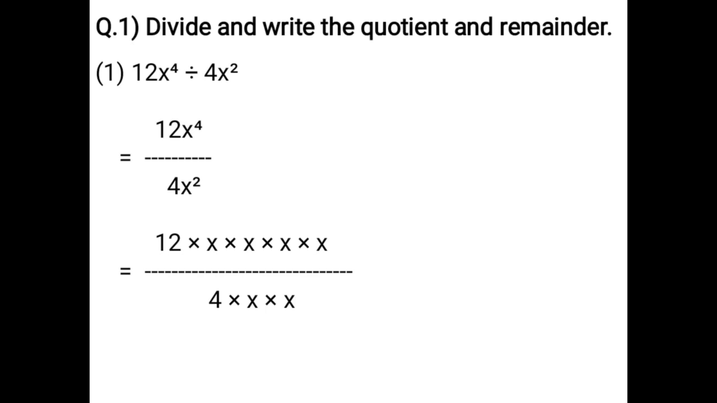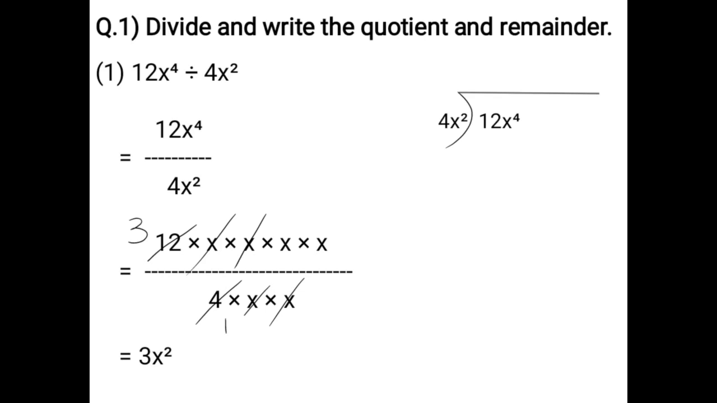Now you have to do the cancellation of the same table which is going. 4 ones are 4, 4 threes are 12. On numerator x raised to 4 is there and on denominator x square is there. You have to cancel x square on numerator and denominator like this way. Numbers which are left on numerator you have to multiply. That is equal to 3 into x square is equal to 3x square. After dividing 12x raised to 4 by 4x square, the quotient is 3x square.